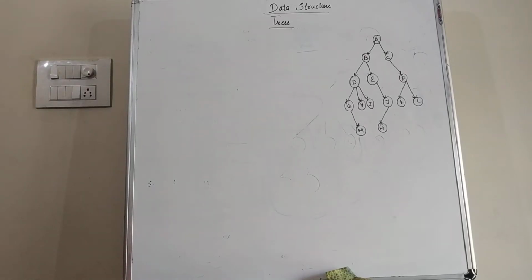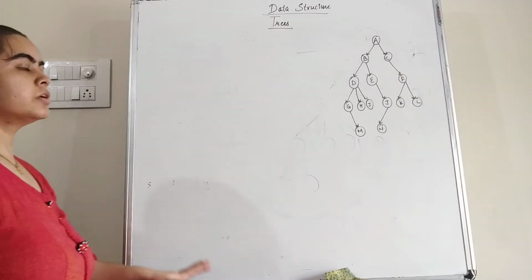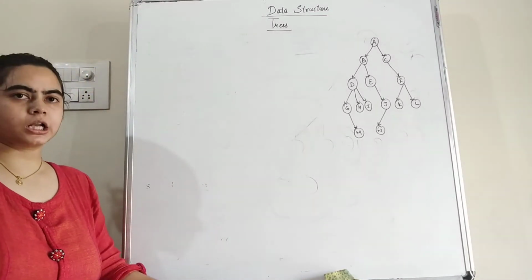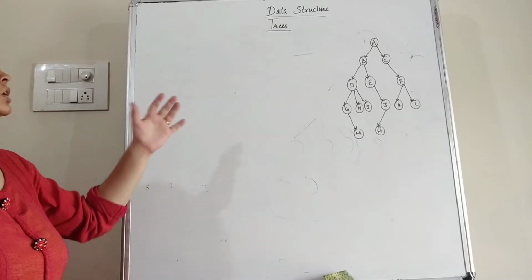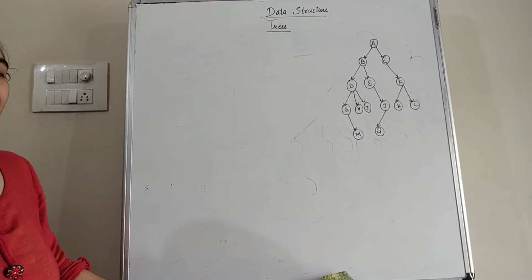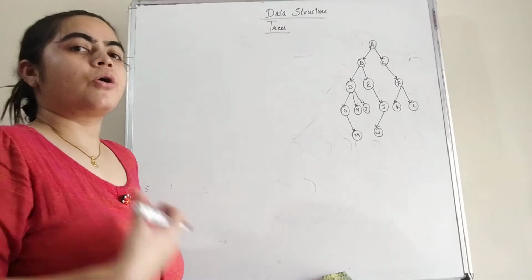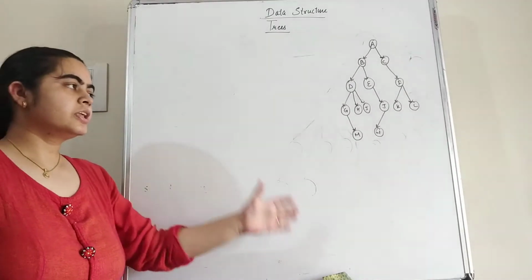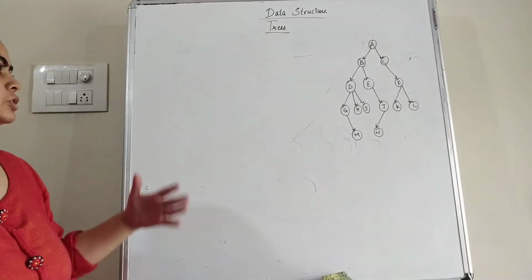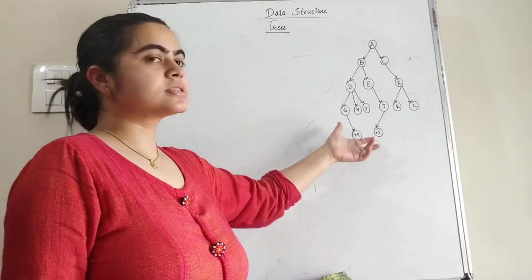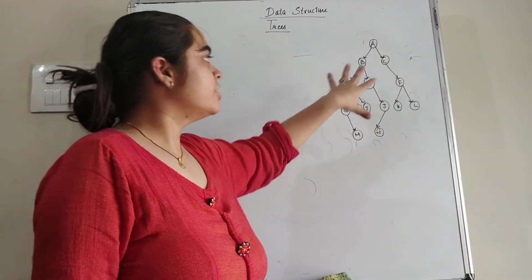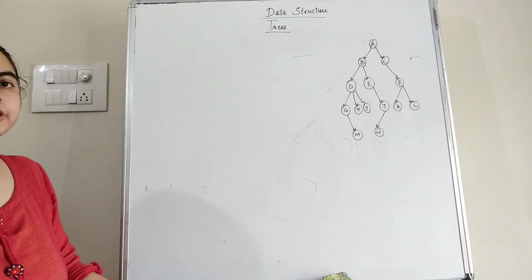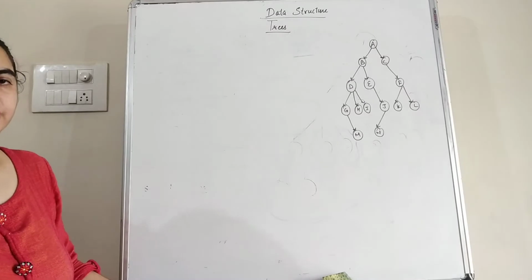Trees are the non-linear data structure where the data elements are stored in the form of the hierarchy. So students, trees can contain all the data elements, and all the data elements are connected with each other, but these are in the form of the hierarchy. So you can see this example. This is the example of a tree where each and every data element is connected with each other in a non-linear order, but in the form of hierarchy.